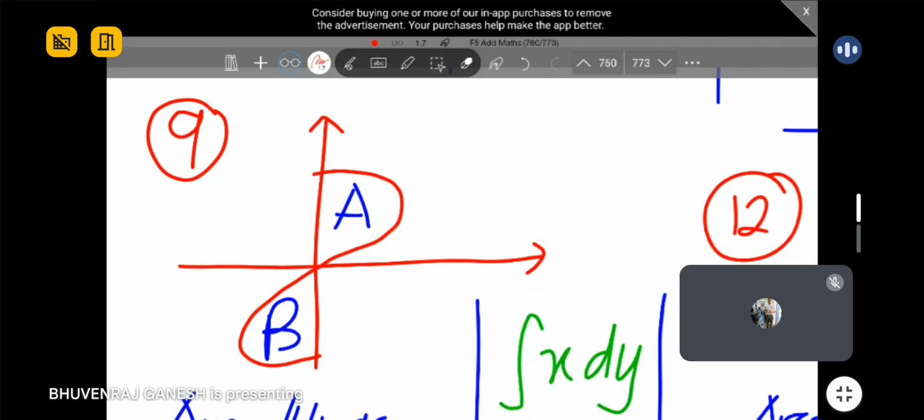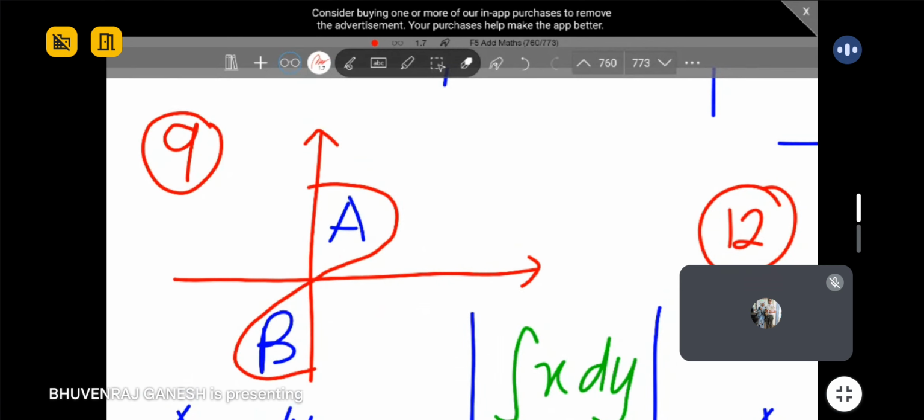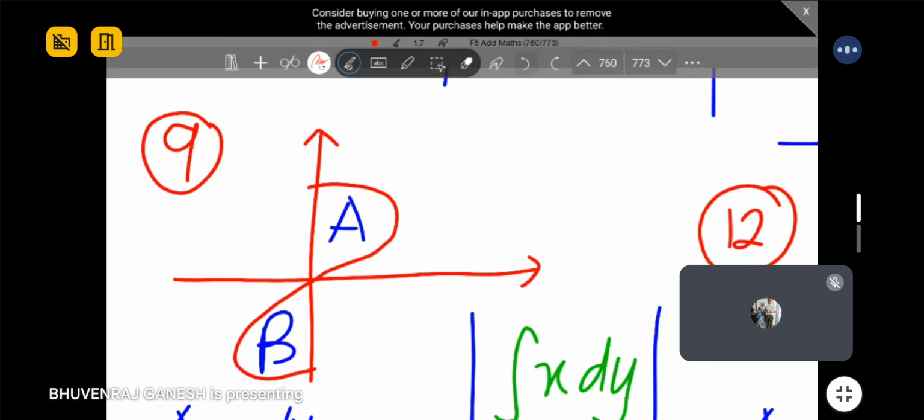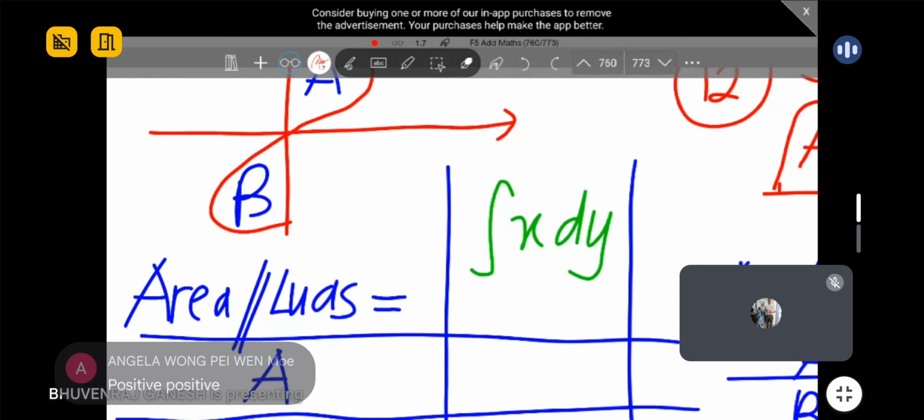Okay, so first question I want to ask you. For this type of integration, can we integrate towards the x-axis? Yes or no? Okay, correct. Yes, we cannot integrate towards the x-axis. Why can't we integrate towards the x-axis? Because we don't know this value. If we don't know the value, we cannot do the integration. Alright? So, only towards the y-axis is possible. Okay, so you must tell me towards the y-axis only.